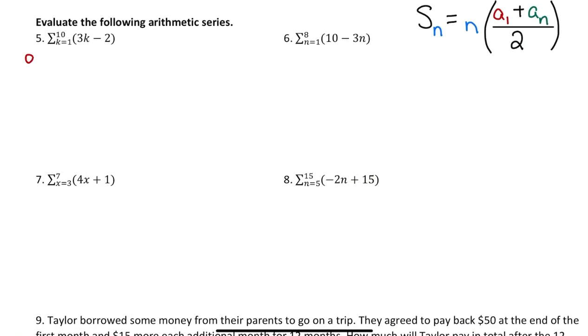We're going to start by finding our a sub 1. This means that we're going to take 1 and substitute it in for k. 3 times 1 minus 2 gives me 1. Then we're going to find our a sub n. A sub n would mean we're substituting 10 in for k. 3 times 10 minus 2.